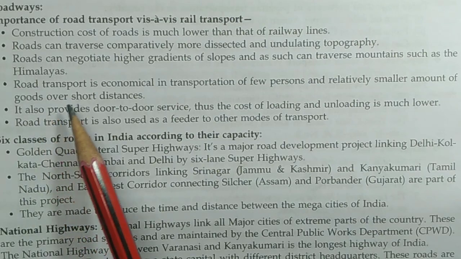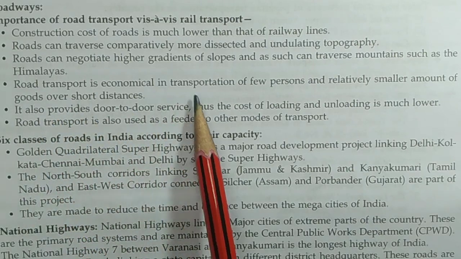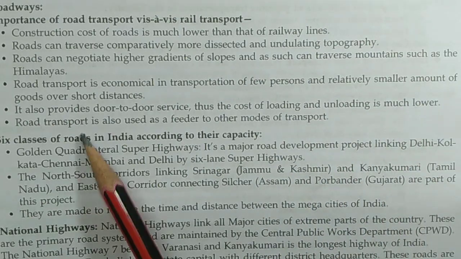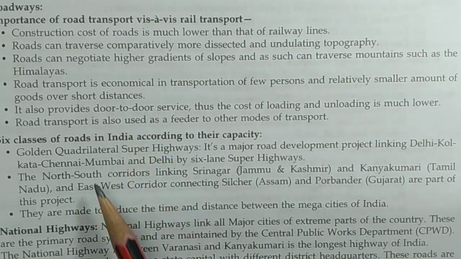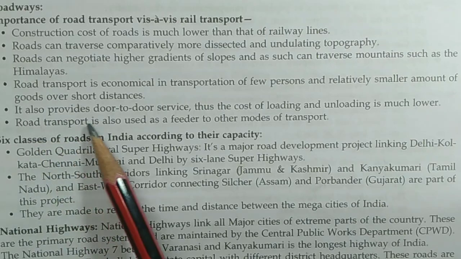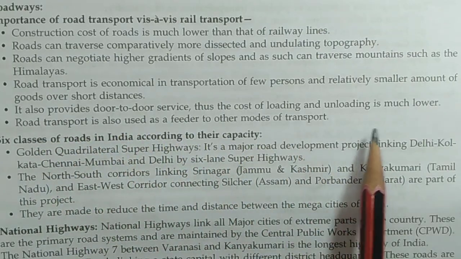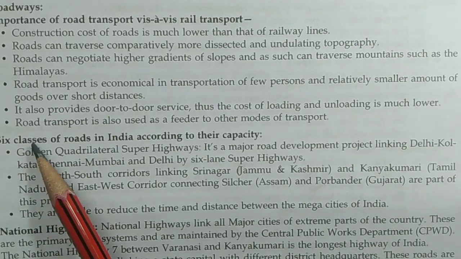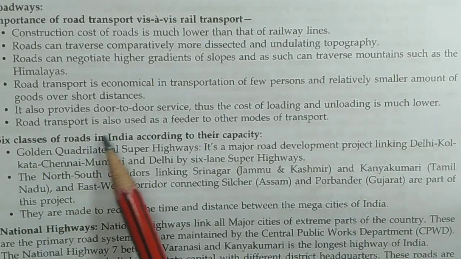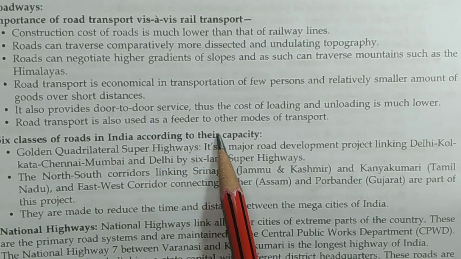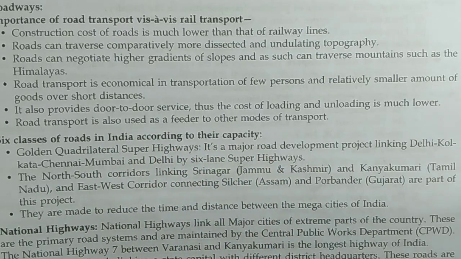Next, road transport is economical in the transportation of a few persons and relatively smaller amounts of goods over short distances. Next, it also provides door-to-door services, thus the cost of loading and unloading is much lower. Next, road transport is also used as a feeder to other modes of transport.